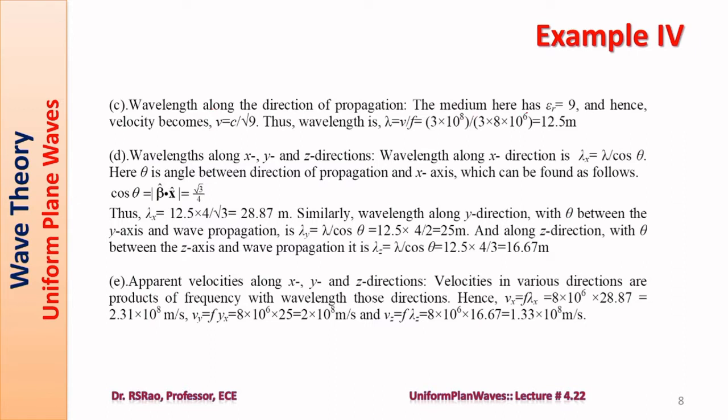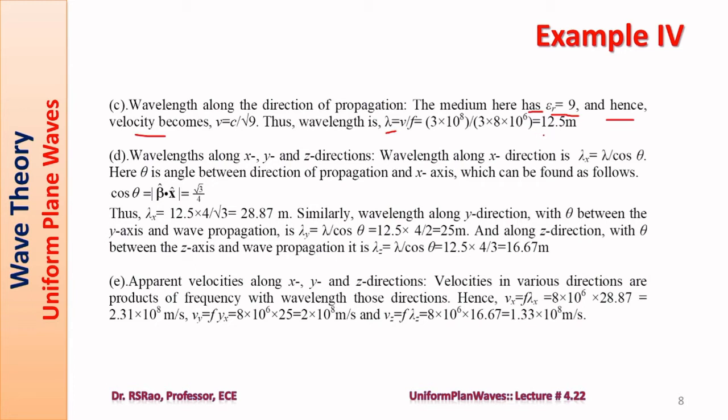C, wavelength along the direction of propagation. The medium here has epsilon r equal to 9 and hence the velocity becomes V is C by root 9. Thus the wavelength lambda is V by F. V is known, F is already calculated, so lambda can be determined without much difficulty.